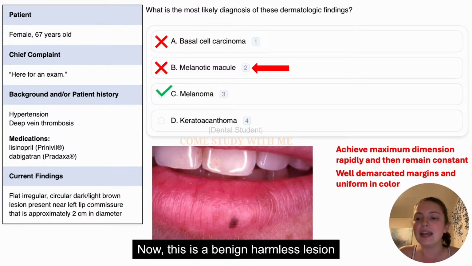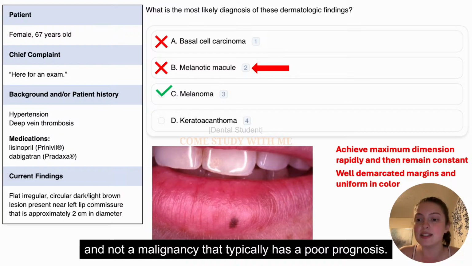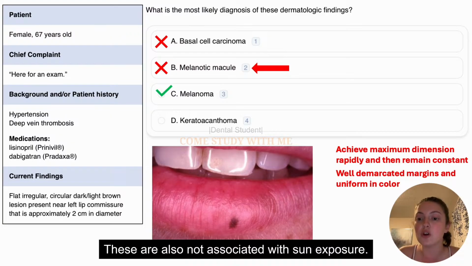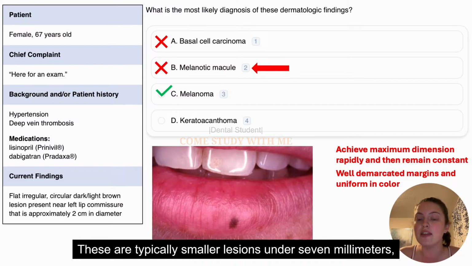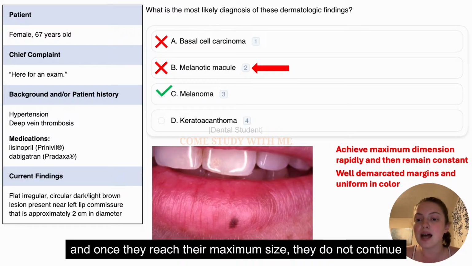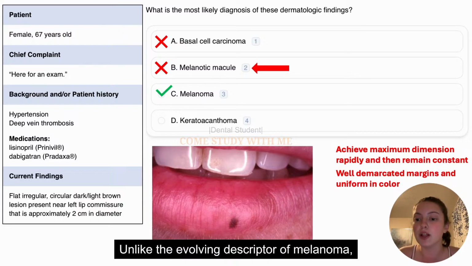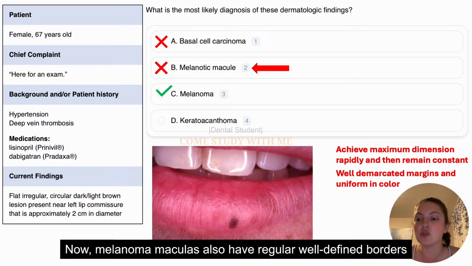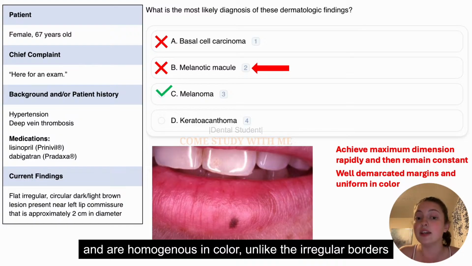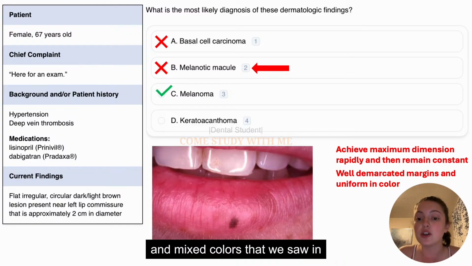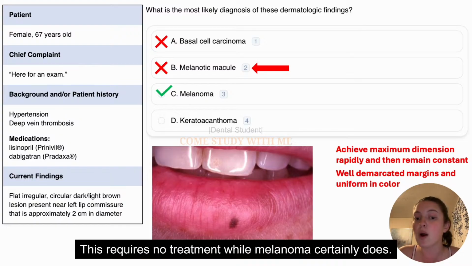Now, this is a benign, harmless lesion and not a malignancy that typically has a poor prognosis. These are also not associated with sun exposure. These are typically smaller lesions, 7 millimeters or under, and once they reach their maximum size, they do not continue to grow or change, unlike the evolving descriptor of melanoma. These lesions do not change over time. Now, melanotic macules also have regular, well-defined borders and are homogeneous in color, unlike the irregular borders and mixed colors that we saw in our patient's melanoma lesion. This requires no treatment, while melanoma certainly does.